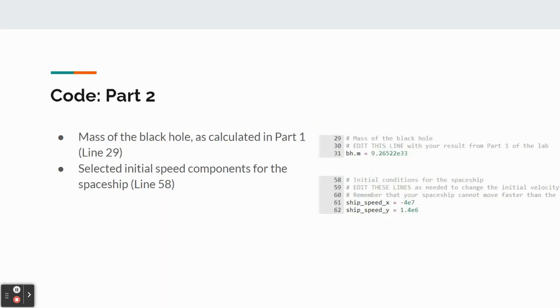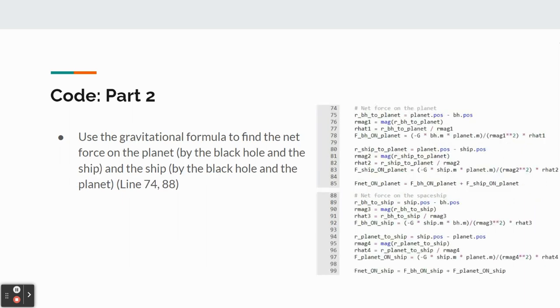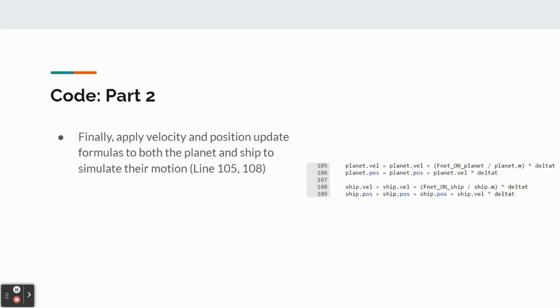The aforementioned average is immediately inputted in Part 2, where we also select an arbitrary initial velocity vector for the spaceship in order for it to meet the black hole and escape. This wall of code calculates distance values and uses them in the gravitational formula to find the net force on the planet and the ship. Finally, the velocity and position update formulas simulate the motion of the planet and the ship.